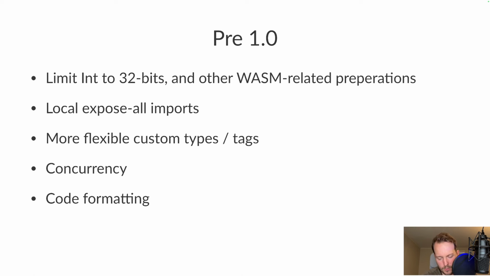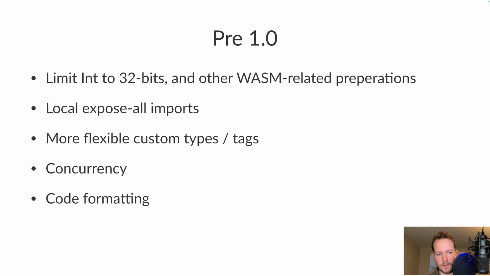So with 0.5, we've made custom types look like structural types, and the idea is to actually make them into structural types, the same way that records are structural types. Then we need some way of dealing with concurrency, and it would be nice to finish the code formatting tool that is currently built into Gren.